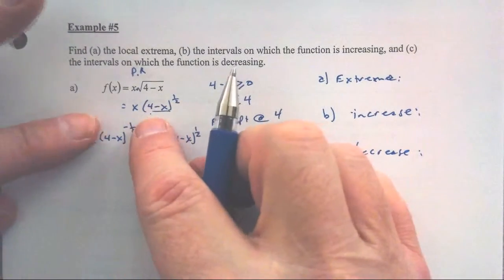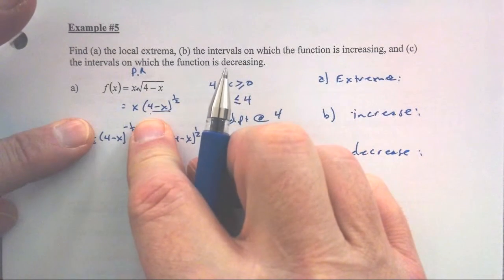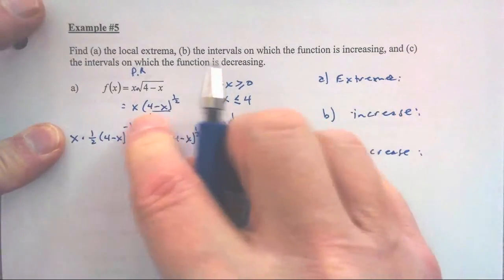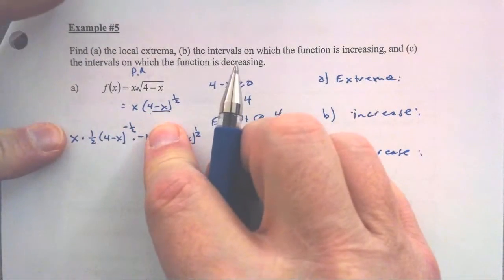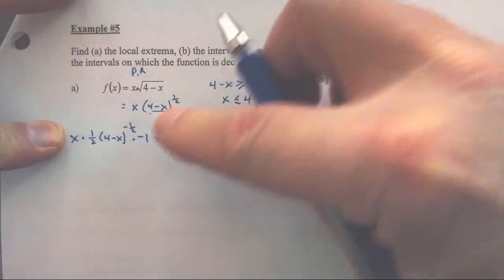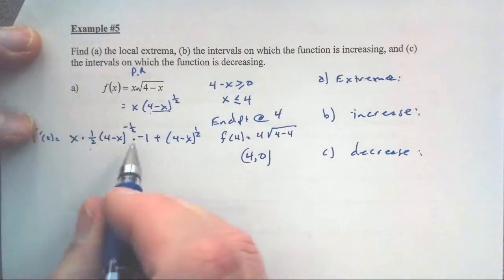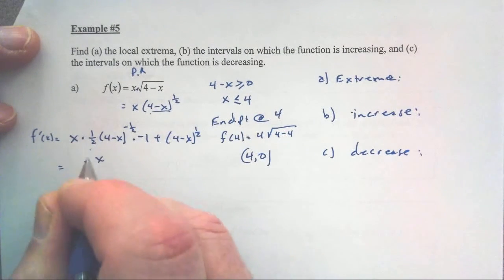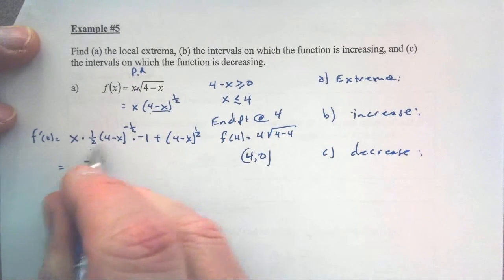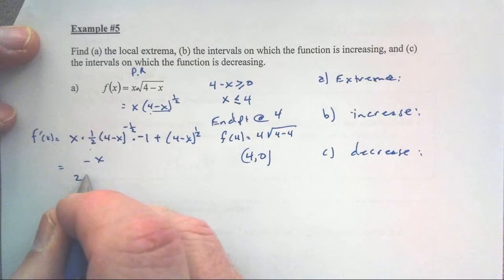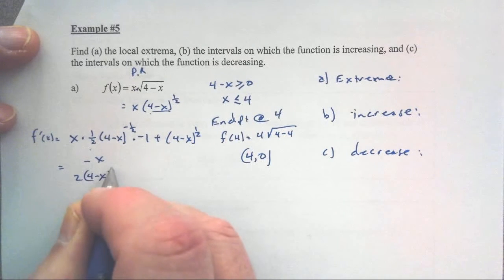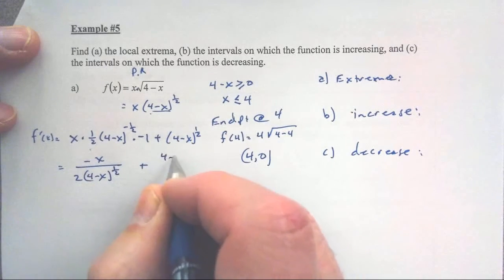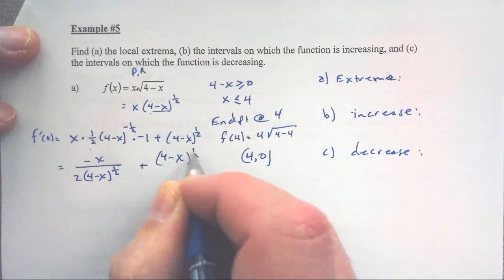Okay, I cannot move this 4 minus x to the negative 1/2 to the denominator in the whole function, but I can move it to the denominator in this term, because everything here is factored. This is a term. 2 goes to the denominator. In the numerator, I'm left with negative 1 times x, negative x. In the denominator, I've got a 2 times the square root of 4 minus x, or 4 minus x to the 1/2 if you like, plus 4 minus x to the 1/2.